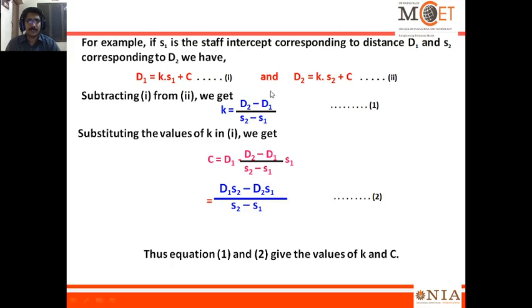If you are able to solve these equations, you will be able to get the constant values, right? So that was explained here, D1, D2. From that you can obtain K. If you substitute K in this, you are able to obtain C, right?